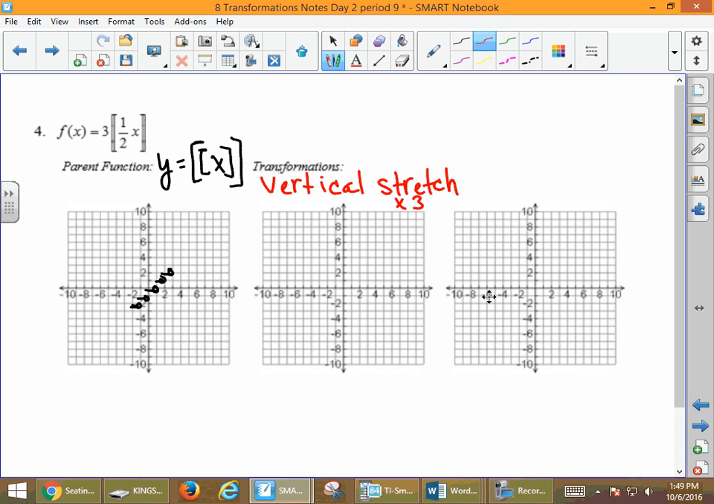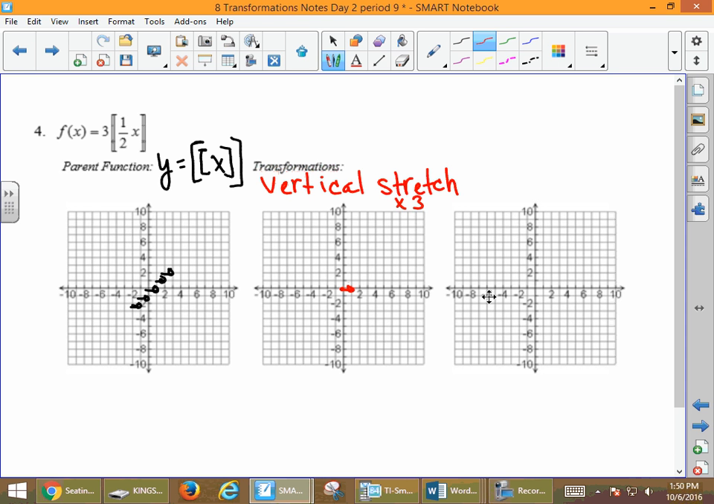So what's going to happen here is that where our stair steps are is going to change. Now, not the 0, not the first step. It's going to remain where it is. And that's supposed to be an open circle there. But now, the vertical distance. If you look back at the parent function, the distance between each step is 1 space. Now the distance between each step needs to be 3 spaces.